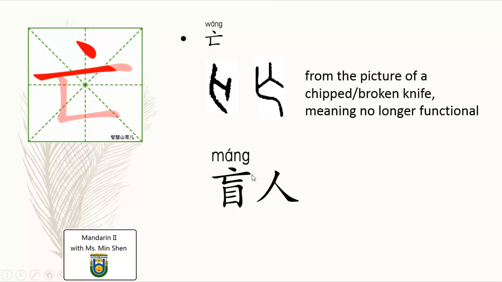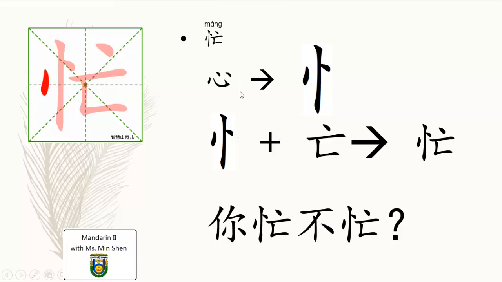And we can see this character is very interesting. At the top is the die, and the bottom is the eye. So the eye is no longer functional. 盲, right? The eye does not function anymore. So what happened with the eye? Blind. 盲人, blind people, right? 盲人.